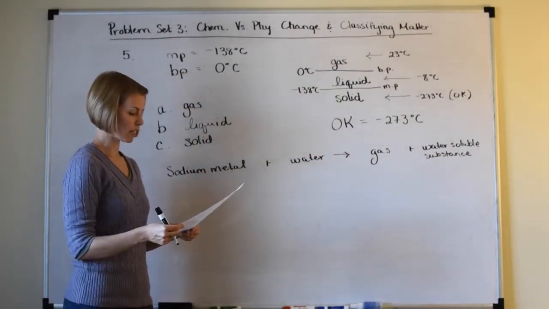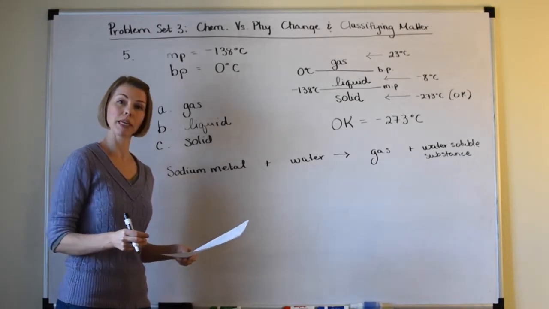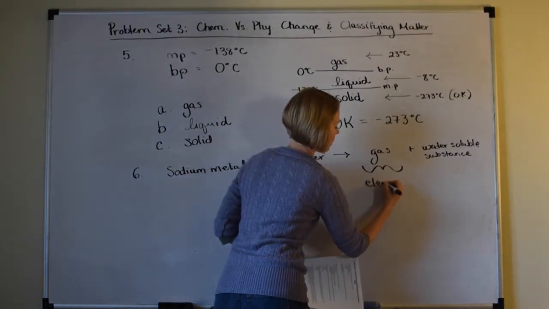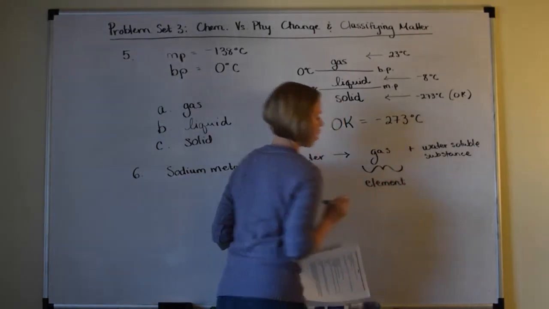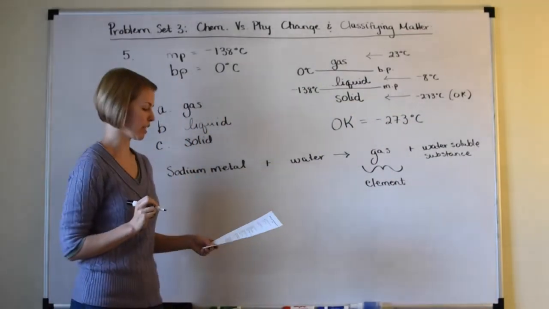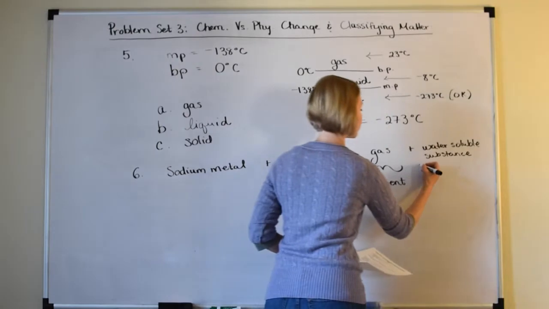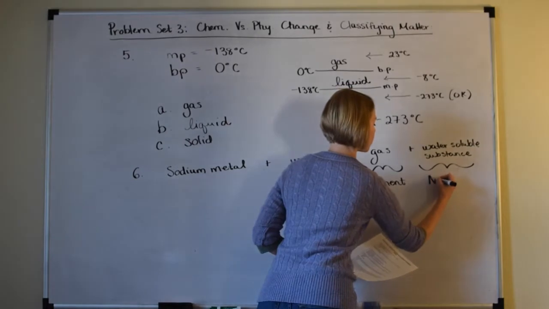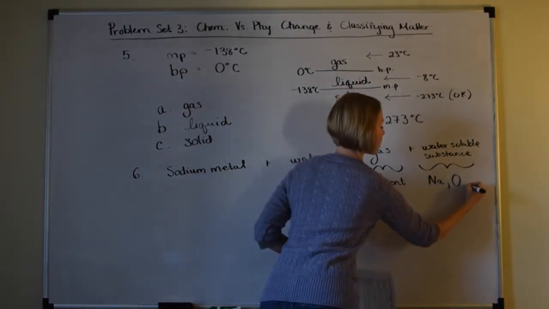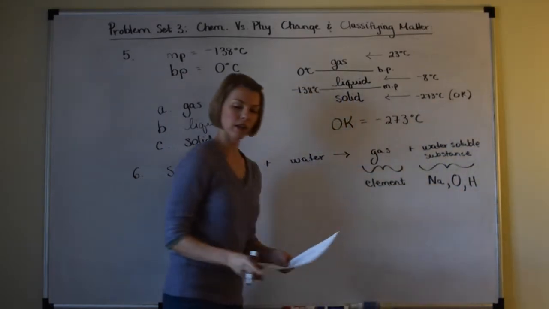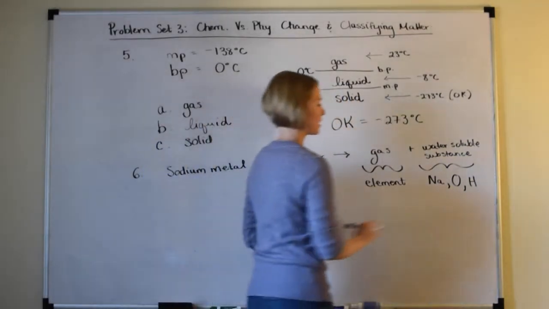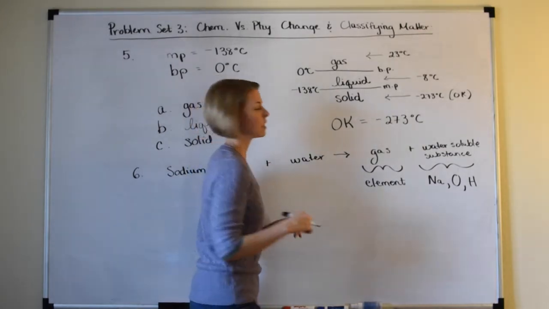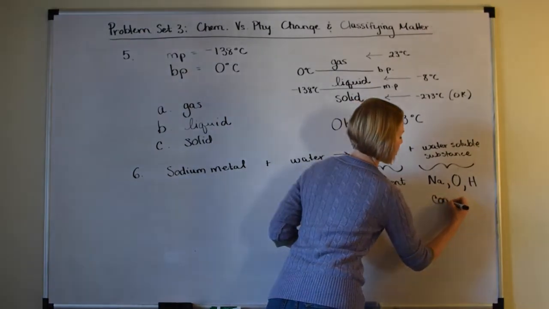Okay. All right, so they say the gas cannot be broken down further by chemical means. So it's in its simplest state. So the gas must be an element, the basic building blocks for all matter. That's why it cannot be broken down further. The water-soluble substance, on the other hand, it says can be broken down into sodium, oxygen, and hydrogen. Okay? So the water-soluble substance can't be an element because it's composed of 2 or more elements combined. So it must be a compound.